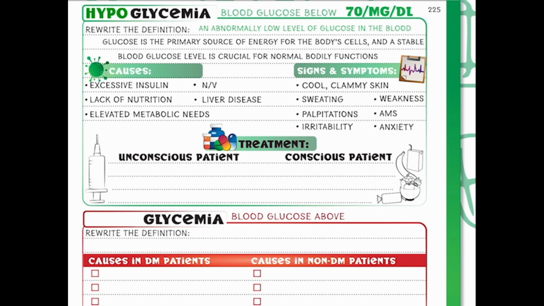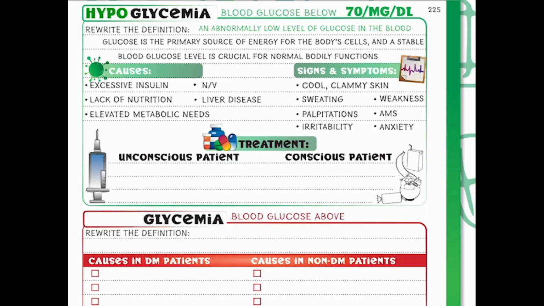There are two different ways that we treat hypoglycemia, but there are two questions you need to ask yourself if you have a patient with hypoglycemia. Are they conscious, and do they have an IV? In an unconscious patient, we're going to give them glucagon, either IV or IM. We can also give them 50% dextrose IV as well, and this is going to be preferred and the fastest.